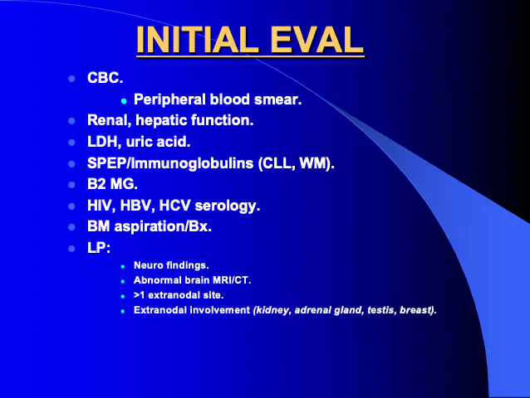LP, especially if there are neurological symptoms, abnormal brain CT or MRI, more than one extranodal site, or extranodal involvement of certain organs: kidney, adrenal gland, testes, breast. LP is part of the workup for those types of lymphoma. CT scan with contrast. PET scan is very crucial for initial evaluation and during the treatment. Echocardiogram, if you are going to use cardiotoxic drugs such as anthracycline.